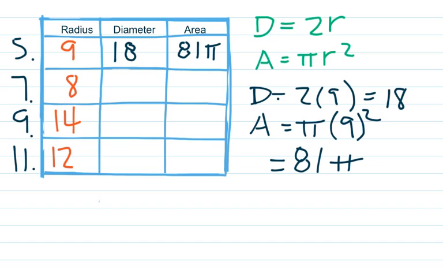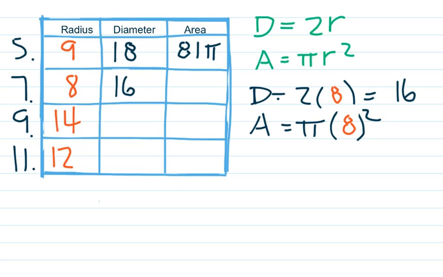So let's do the same for number 7. So instead of having 9 as our radius, we are going to plug in 8. So you have 2 times 8 and pi 8 squared. So 2 times 8 is 16. So our diameter is 16 and pi 8 squared. So 8 squared is 64. And we're going to multiply that by pi. So our area is 64 pi.